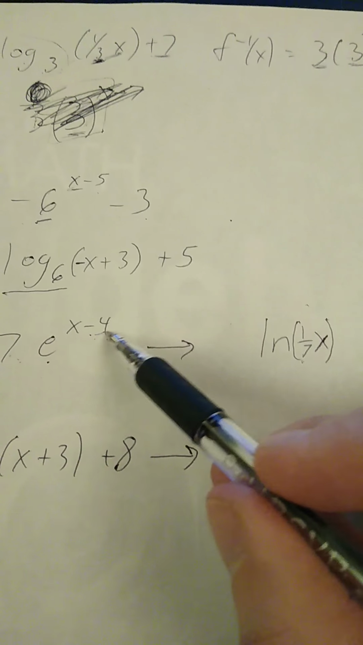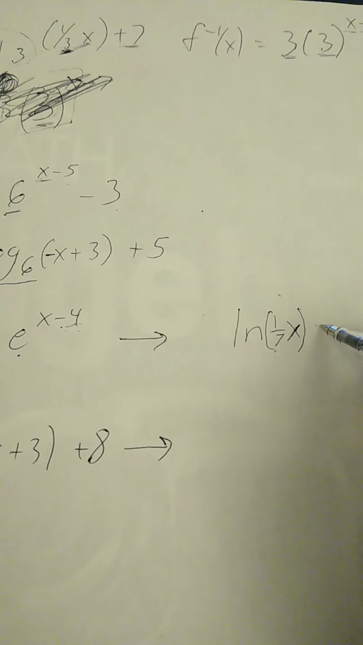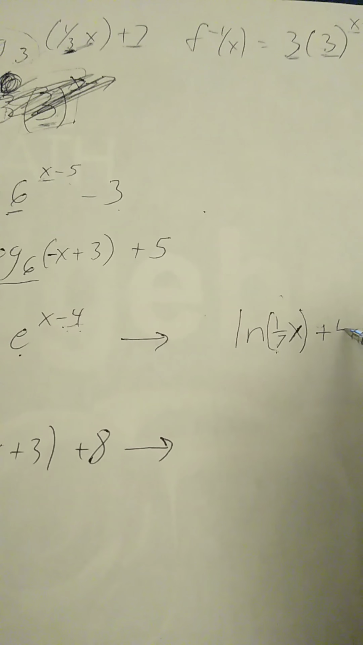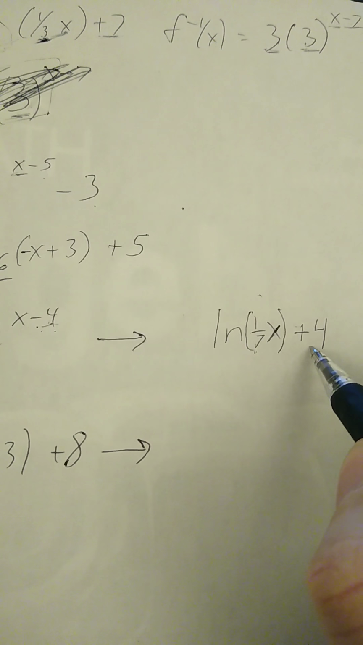Now this is a minus 4. So a minus 4 inside the exponent is equivalent to plus 4 outside. And again, right 4 matches up with up 4.